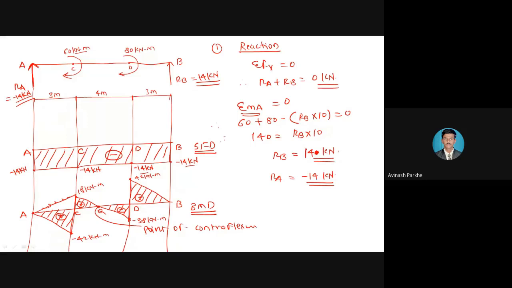Point of contra shear means shear force changes the sign from positive to negative, and at that point shear force is always zero. That point is point of contra shear. But point of contraflexure means it is the point at which bending moment changes from positive to negative, and at that point the bending moment will always be equal to zero. So this point Q is called a point of contraflexure.